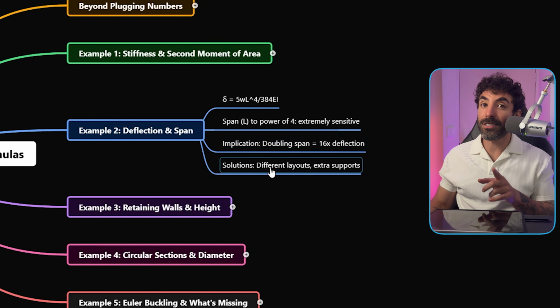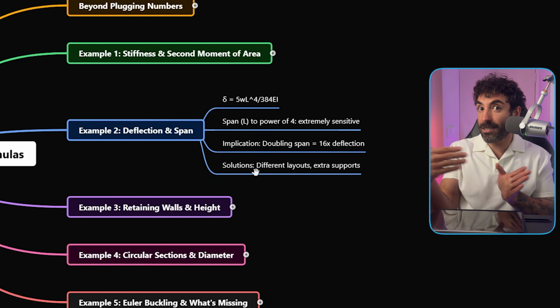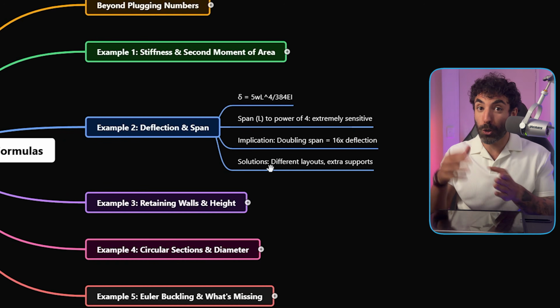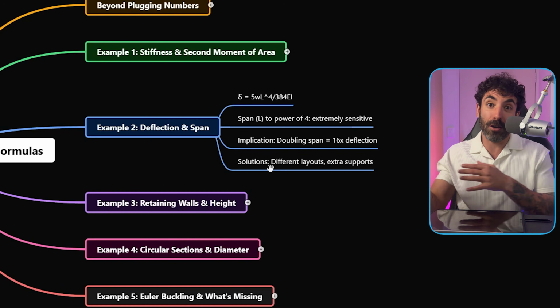So maybe the answer is a different beam layout. Maybe the slab spans the other way, or maybe you can introduce an extra support if possible, a secondary beam or secondary truss, or maybe that leads to a conversation with the architect, because if the project really needs a long clear span, then the structure has to pay for it somehow, and it's usually through more depth, more weight, more cost, or all three.